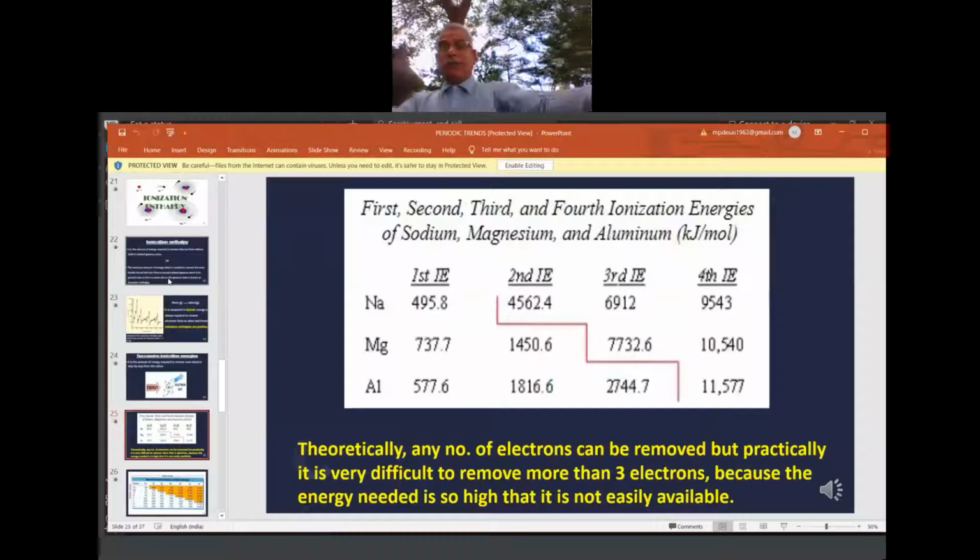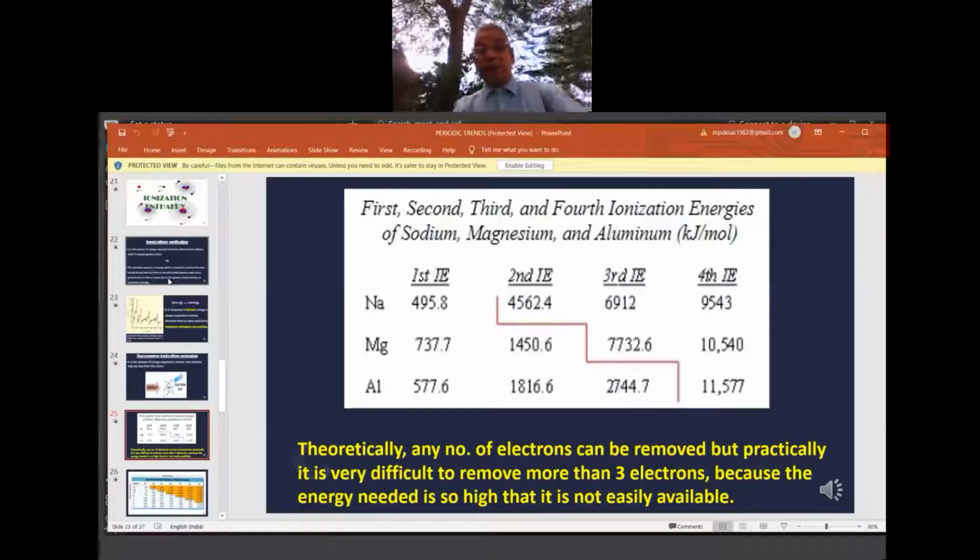Here is the table. Okay, data to understand. First IE, second IE, third IE, and the fourth IE. So IE is the ionization enthalpy. So three examples I have taken: sodium, magnesium, and aluminium. Now sodium, first IE is 495.8 kilojoules per mole.